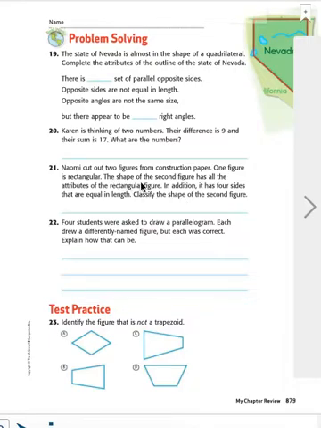So here we go. The shape of the second figure has all the attributes of a rectangle. In addition, it has all 4 sides that are equal in length. So some of the attributes of a rectangle are the opposite lines are parallel, but in this case, they're all the same length. So think of a quadrilateral with parallel sides and all four sides the exact same length. What is that? That's a square. Good job, square.